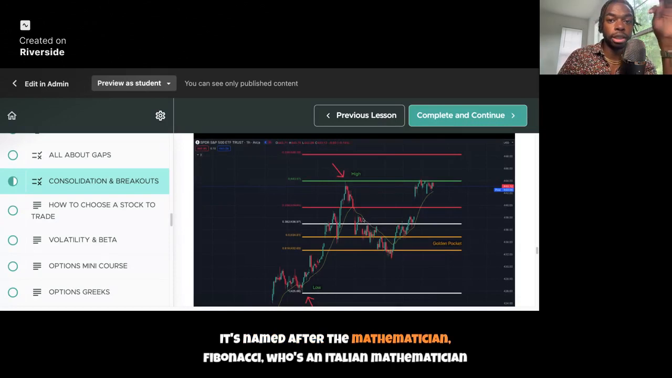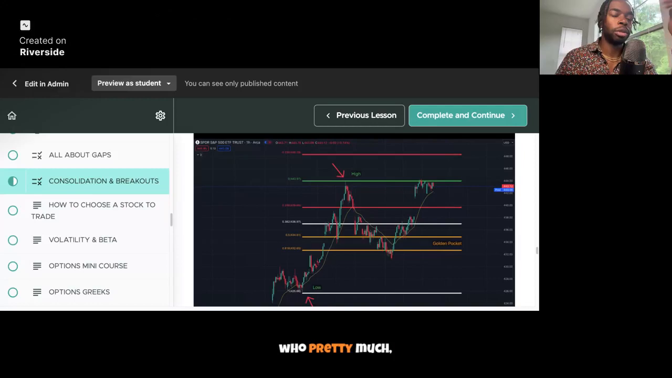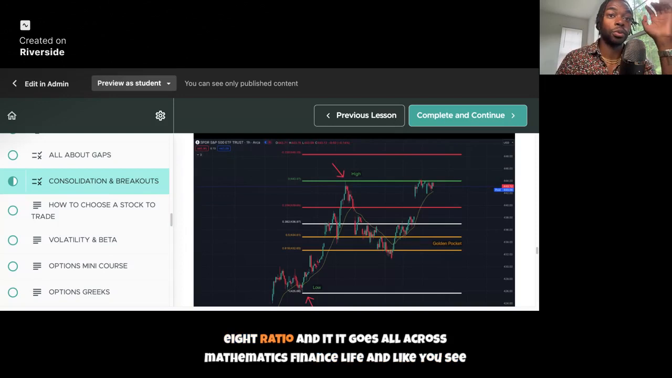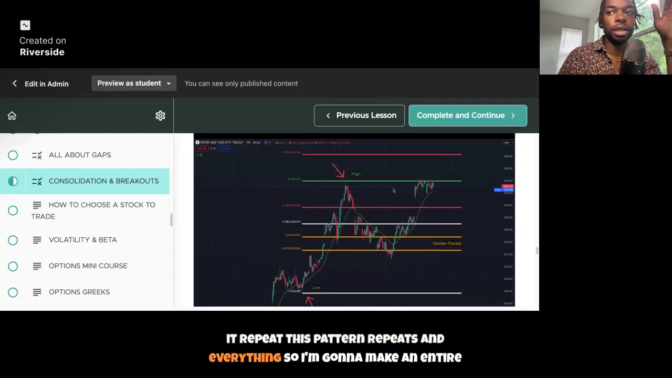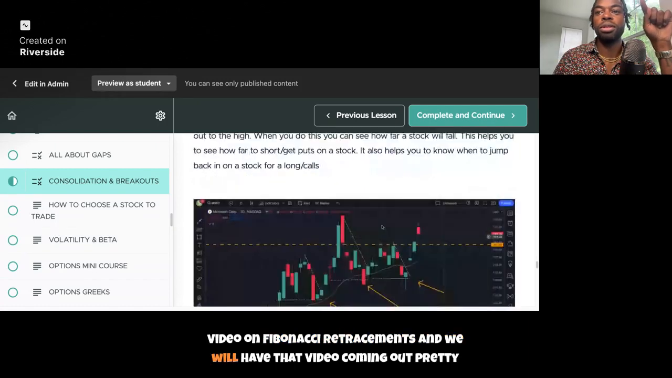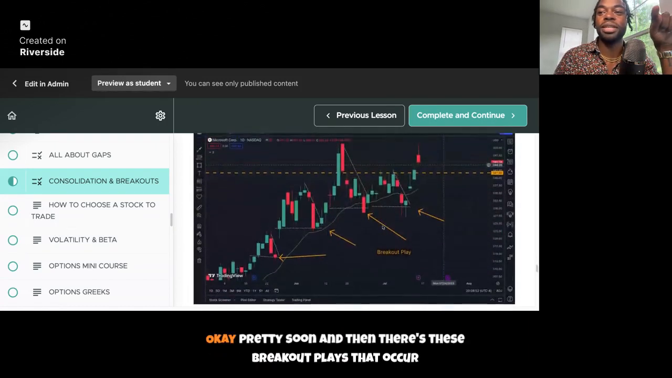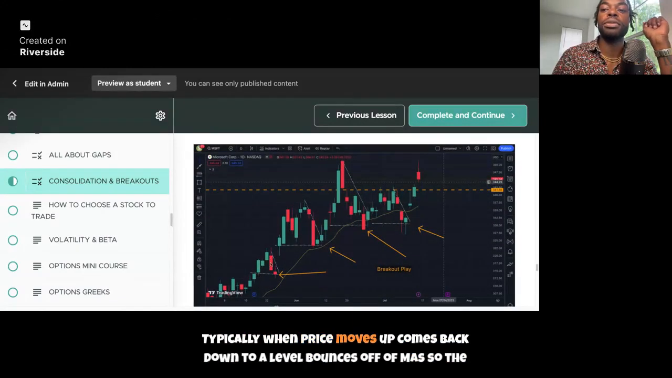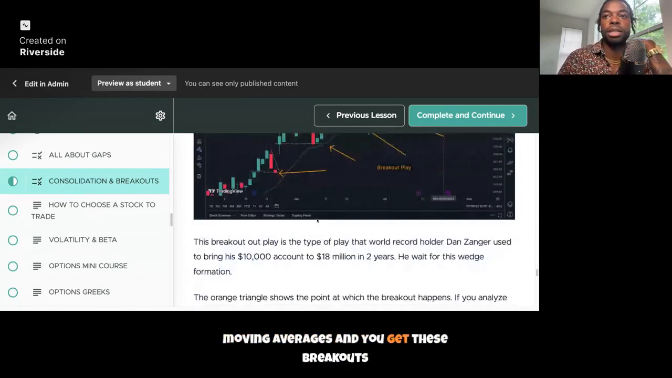It's named after Fibonacci, an Italian mathematician who pretty much created this formula for the key of life, the 0.618 ratio, and it goes all across mathematics, finance, life, and you see this pattern repeat in everything. So I'm going to make an entire video on Fibonacci retracements, and we will have that video coming out pretty soon. And then there are these breakout plays that occur typically when price moves up, comes back down to a level, bounces off of MAs, so the moving averages, and you get these breakouts.